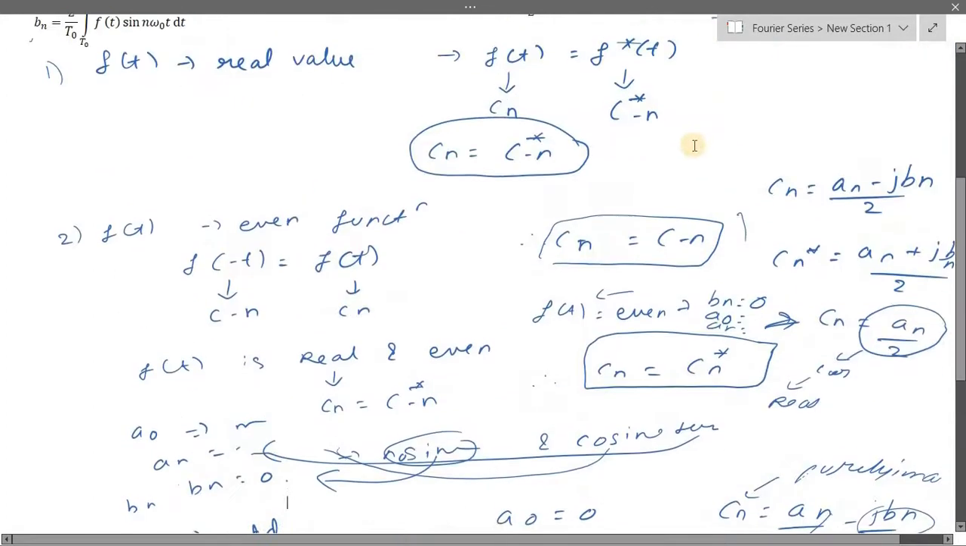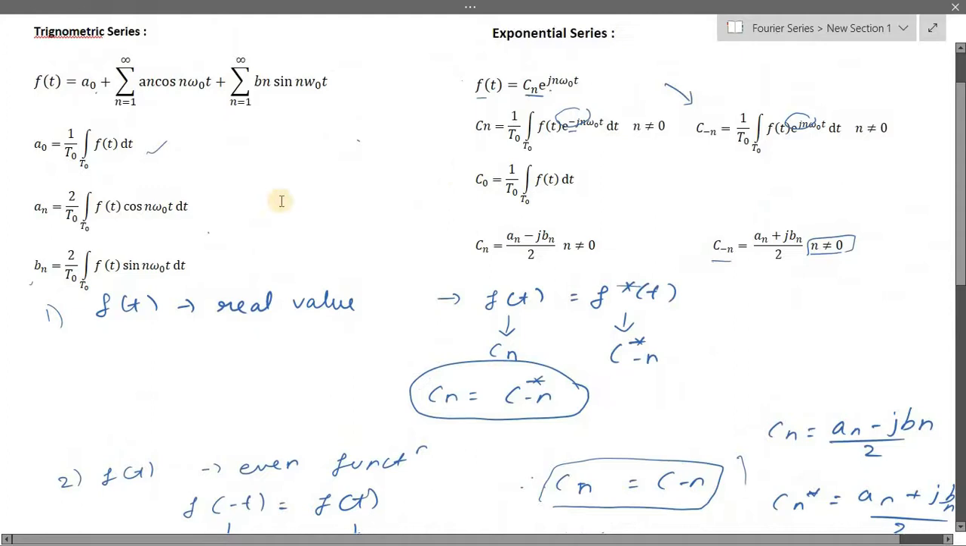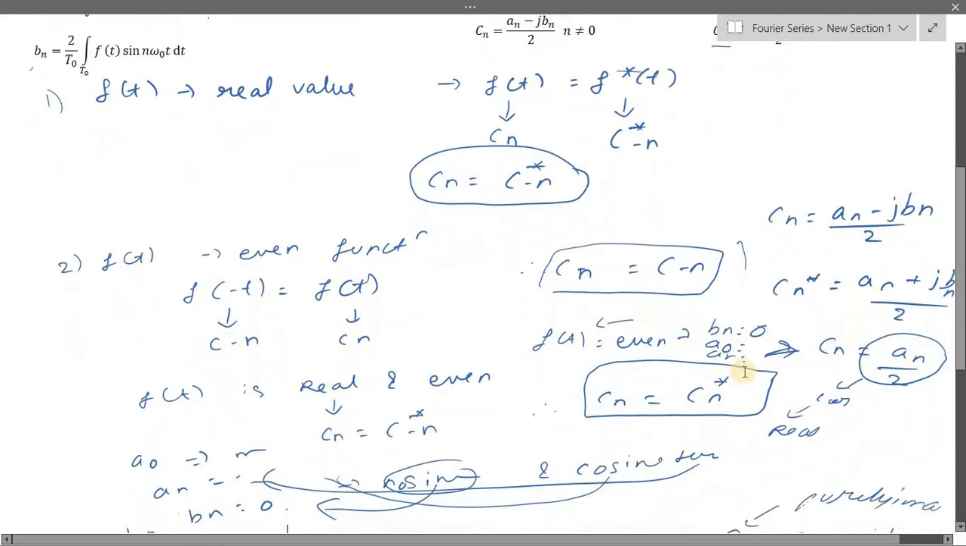Why even? Because if you see the formula for an, an is 2 by T naught times the integration over T naught of f of t cos n omega naught t dt. So your f of t is multiplied with cos n omega naught t, and cos is an even function, right? If you replace t with minus t, you won't get a minus sign outside. Okay, so that's why your Cn will be real and even.